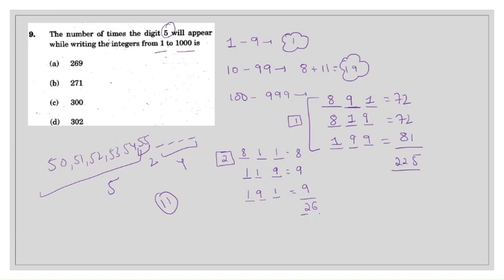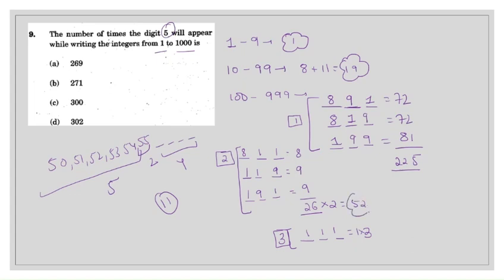So the number of times 5 will appear when it is at 2 places will be equal to 26. Then we'll calculate it when 5 appears at all 3 places, so 5 will appear 3 times. Here we'll have to multiply this by 2, and here we multiply this by 3, so it will be equal to 52.